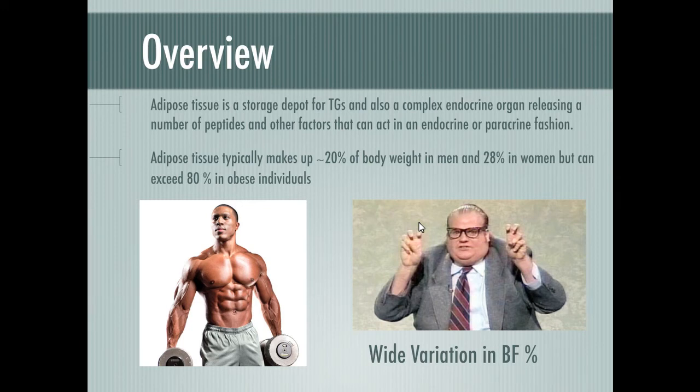So the other thing to understand is the remarkable plasticity of fat tissue. We spend so much time on skeletal muscle hypertrophy with athletes, but we see that hypertrophy is so limited in our ability to gain muscle, whereas adipose tissue seems to be limitless. Adipose tissue can range from 20 to 28% on average in men and women, but can exceed 80% in morbidly obese individuals. So this is really crazy in its actual capacity for growth.